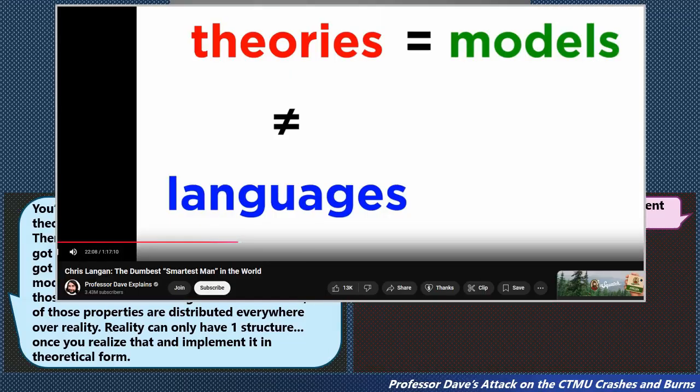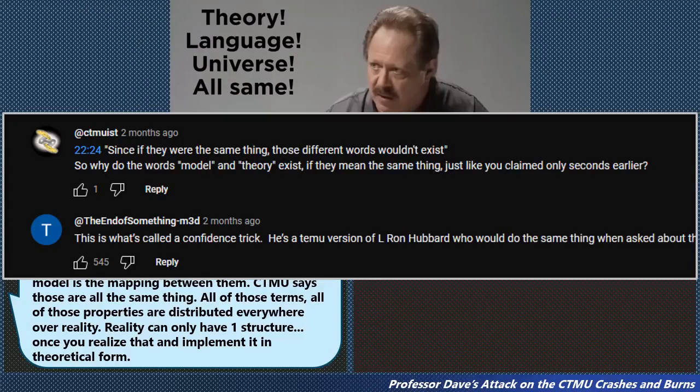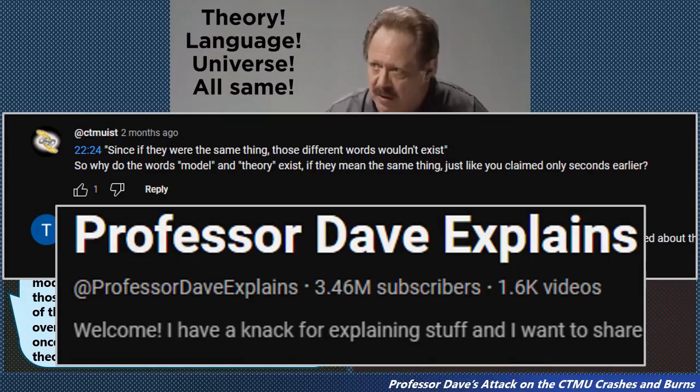So why do the words model and theory exist then? You just claimed that they mean the same thing only seconds earlier. But they're different words, and the professor says they mean the same thing. He can't even keep his critique internally consistent. I even asked him this and he didn't respond. I was hoping the professor would explain.